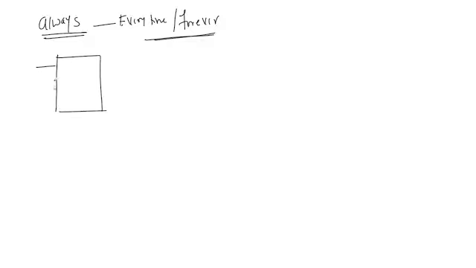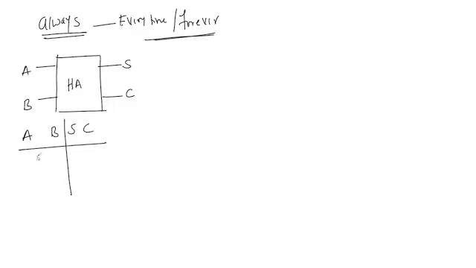Half adder has how many inputs? Two inputs, no? A and B. And how many outputs? Two outputs, sum and carry. So you know the truth table for a half adder. A, B, sum and carry. 0 0, 0 1, 1 0, 1 1. Sum 0 carry 0, sum 1 carry 0, sum 1 carry 0, sum 0 carry 1.